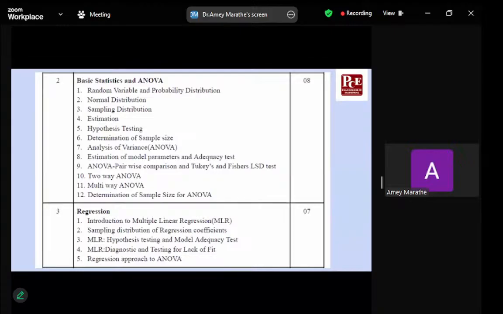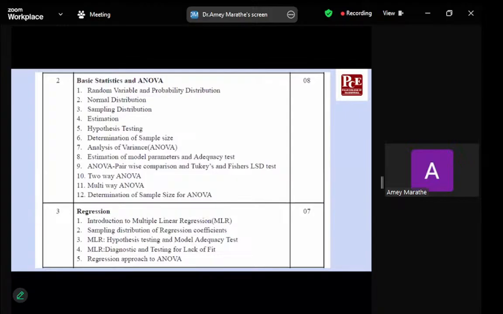Module 2 will be all about some basics of statistics. If you have forgotten that, or if you have learned it somewhere in the course of data or R software, if you have studied basic statistics, well and good. But if not, we will cover some basic statistics like normal distribution, sampling distribution, estimation. Then we will go towards hypothesis testing, and then we will determine the sample size. We will study what is analysis of variance, what is a two-way ANOVA, multi-way ANOVA, and how do you determine the sample size for the ANOVA.